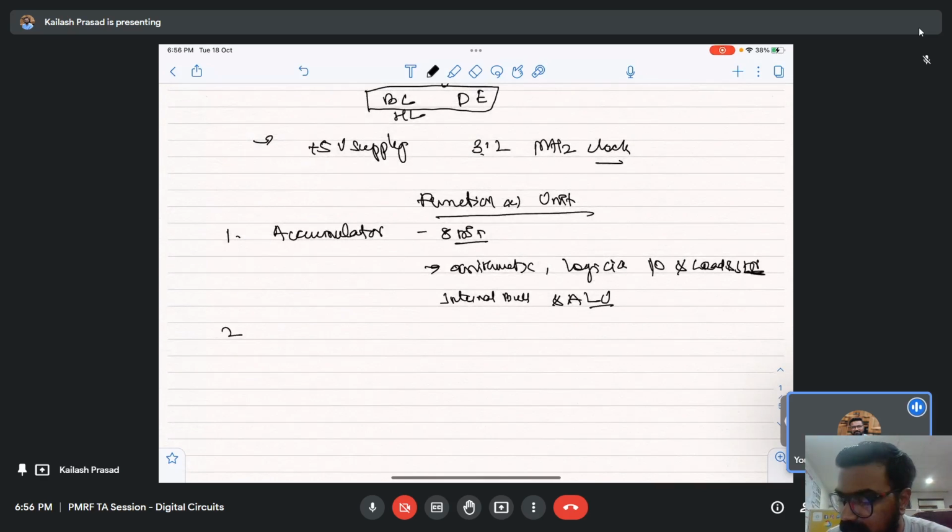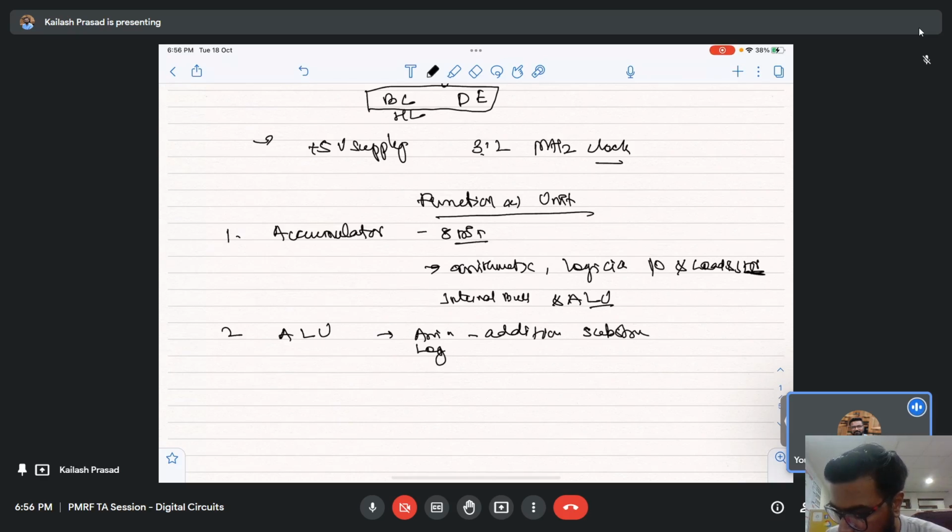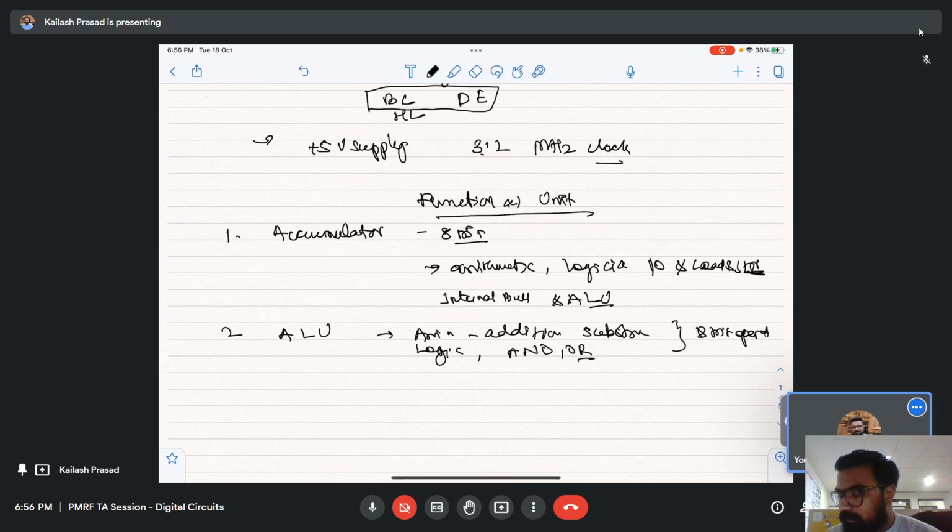Then moving to the second thing, you have an ALU which performs arithmetic operations like addition and subtraction, right? Then you have a logical unit which performs AND, OR, etc. And please note that all the operations are 8-bit operations. We've already discussed the general purpose registers.